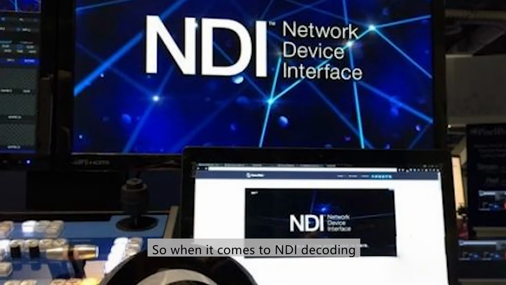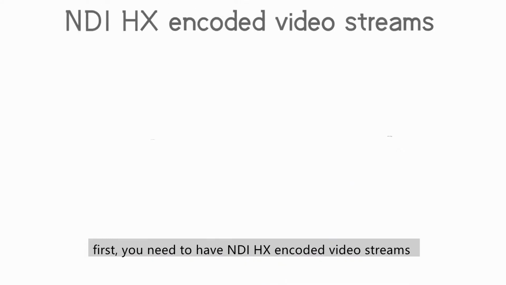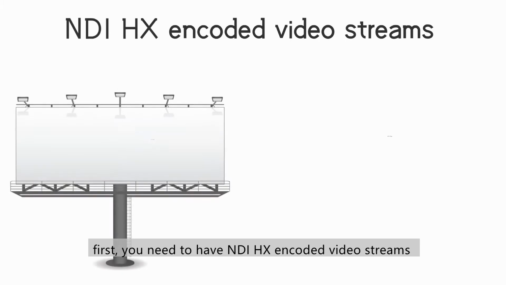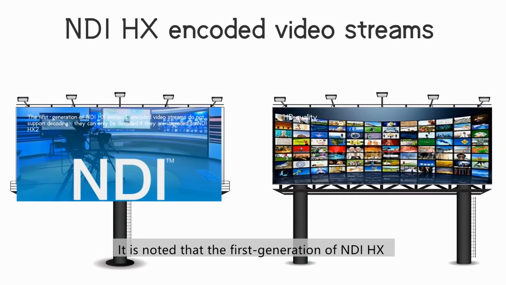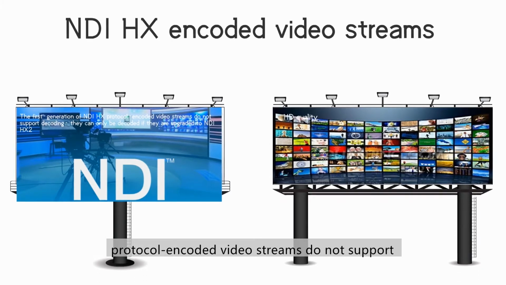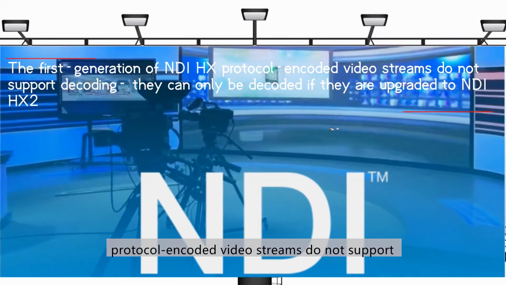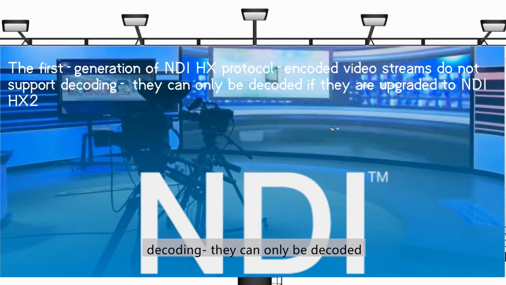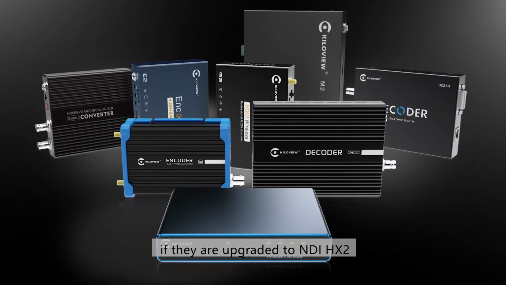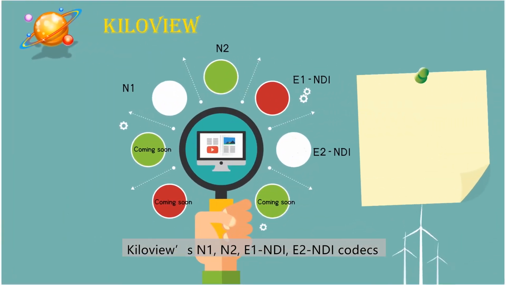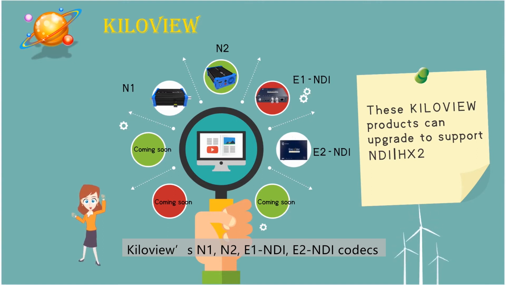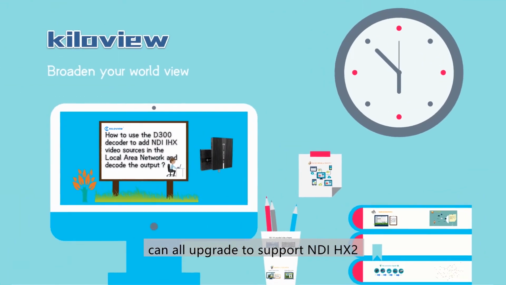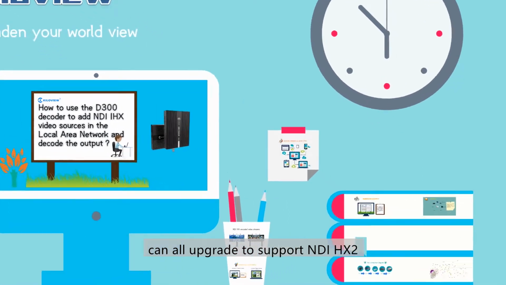So when it comes to NDI decoding, first you need to have NDI HX encoded video streams. It is noted that the first generation NDI HX protocol encoded video streams do not support decoding. They can only be decoded if they are upgraded to NDI HX2. Kiloview's N1, N2, E1 NDI, and E2 NDI codecs can all be upgraded to support NDI HX2.